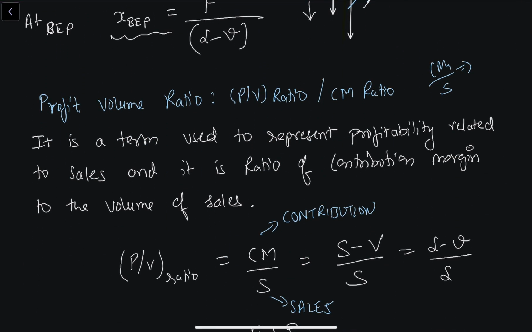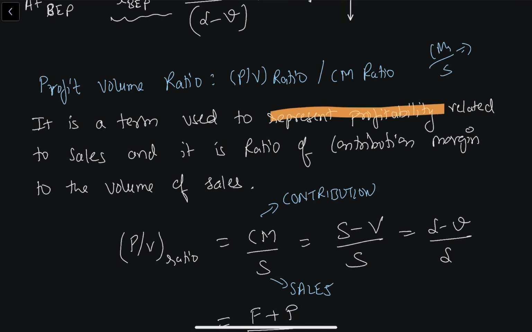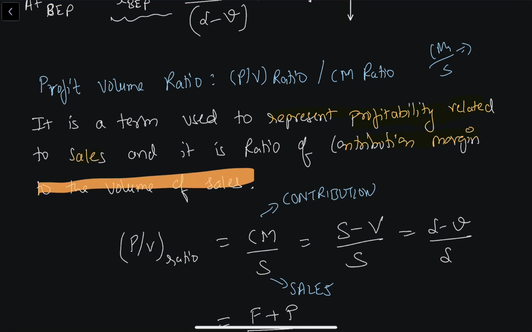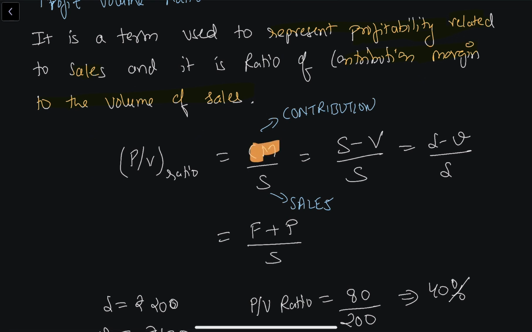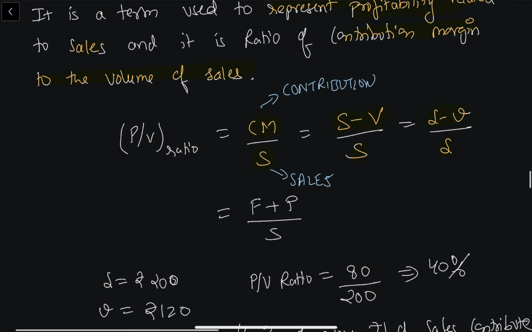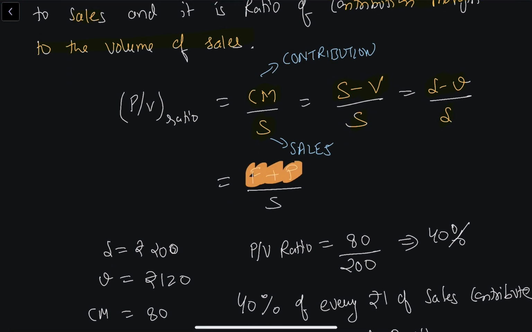It is a term used to represent profitability related to sales, and it is the ratio of contribution margin to the volume of sales. So PV ratio is how much contribution I'm making from my sales, and contribution goes to your profit and your fixed cost, which we know. So contribution is S minus V upon S, and I can write it as delta minus V by delta, or rewrite it as fixed plus profit by S. It shows how much profit and fixed cost are associated with the sales price.